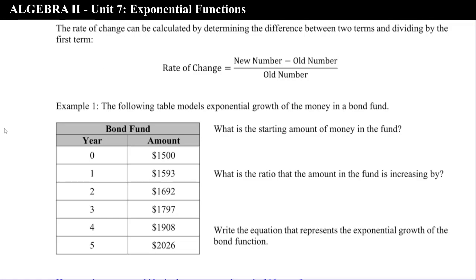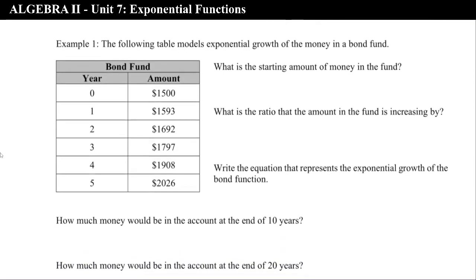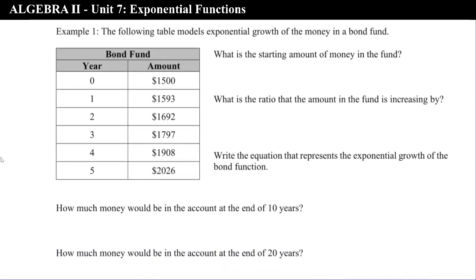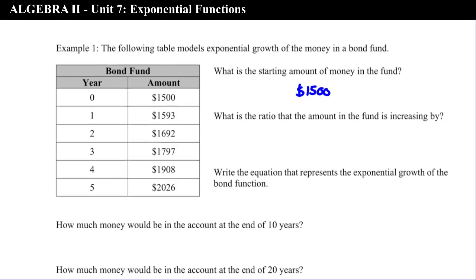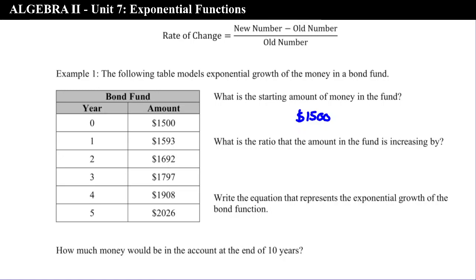So let's take the following table that models exponential growth of the money in a bond fund. We start off with $1,500 and it grows from there with each passing year. So the starting amount of money in the fund is $1,500. And the ratio that the fund is increasing by, we find by using this formula that you're given up here.